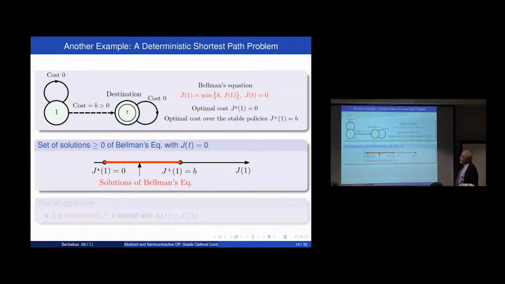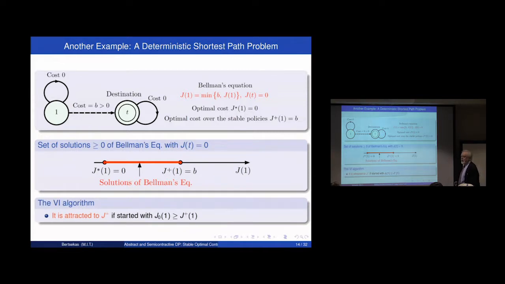Now, looking at solutions of Bellman's equation, on this axis, here is J plus, here is J star. If you look at the solutions of Bellman's equation, there are all of these points here. The non-negative solutions are just the ones in this interval. There's an infinite number of solutions. The one that corresponds to a stable policy is this one. This corresponds to an unstable policy. This corresponds to no policy at all, actually. Okay? It's just intermediate, spurious solutions of Bellman's equation.